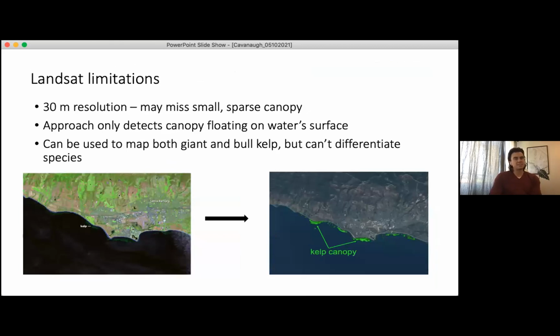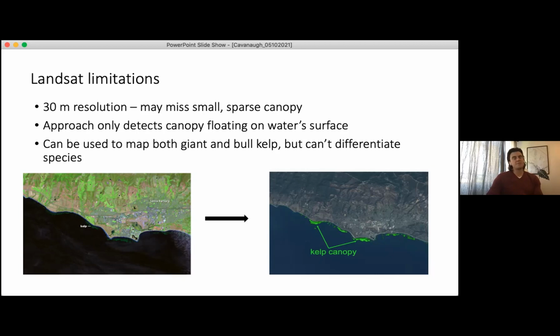So Landsat has a 30-meter resolution. It's great in that we have basically global coverage going back decades, but each pixel is 30 meters by 30 meters. So we may miss small, sparse canopy really close to the coastline. This is really useful for moderate to large sized beds. We're only getting floating canopy, so we're not seeing subsurface kelp. So we're not able to use this for subsurface kelp or other seagrass systems that are covered by water.